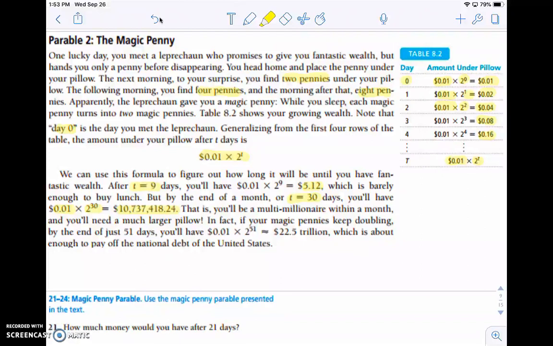And obviously you'd need a much larger pillow if you have that many pennies under there. And if you keep that going for just 51 days, so 0.01 times 2 to the 51, you'd have $22.5 trillion, which at whatever point in time this was written is about enough money to pay off the national debt for the United States. So the idea of doubling, again, here's another interesting scenario where we can see how fast doubling can help get us increasing.